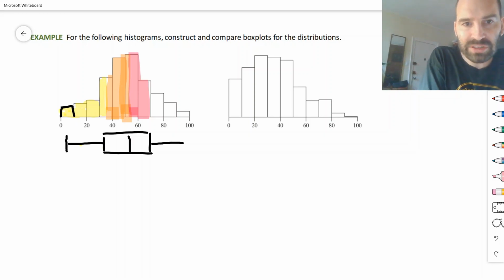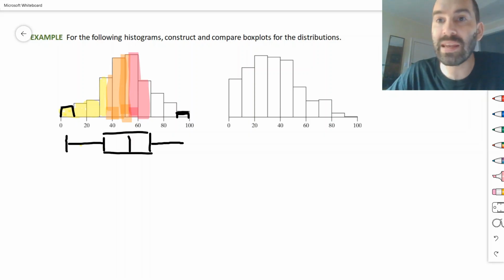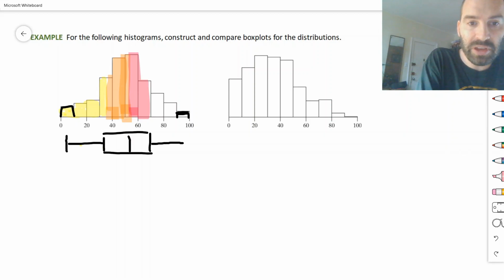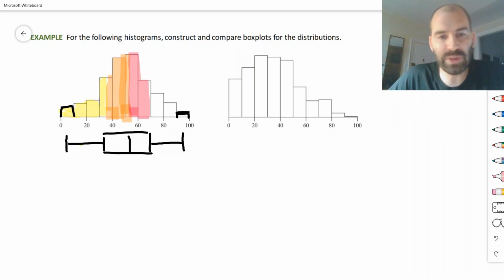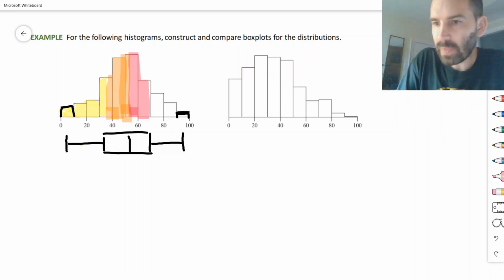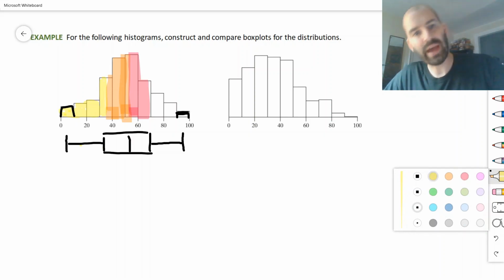For the same reason, this bar over here represents the amount of data between 90 and 100. We don't know that the data actually gets to 100. So I'll put my bar a little bit short of 100 just to play it safe. So that's what the box plot would look like for that histogram.